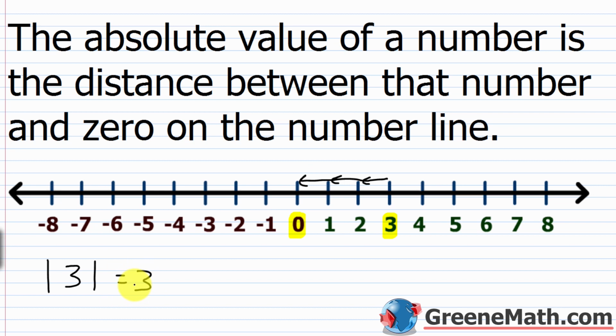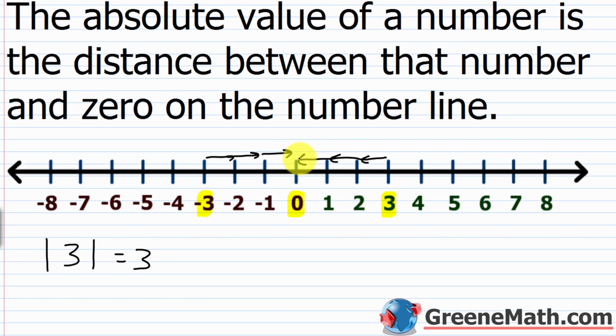Now, one thing I want you to note right away, what if I asked you for the absolute value of negative 3? You're going to find that you're going to have the exact same absolute value because it's 1, 2, 3 units away from 0 as well. So the absolute value of negative 3 is also equal to 3.